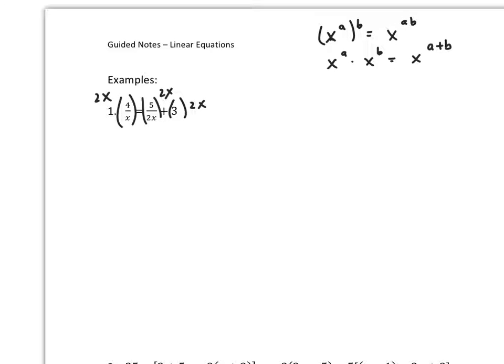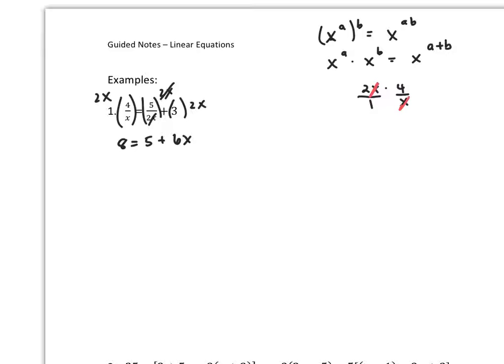So to see how this works, you've got 2x times 4 over x. If you want to think about that as 2x over 1, you can. So these x's cancel, and you're left with 8. So 8 equals, 2x's cancel on the 5, plus 3 times 2x, nothing to cancel, gives you 6x.